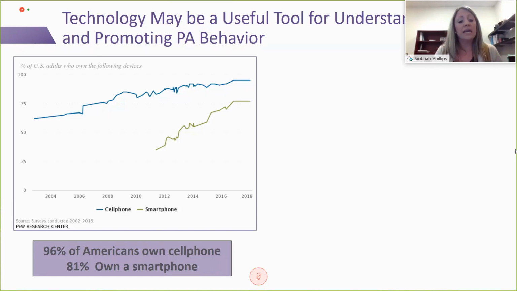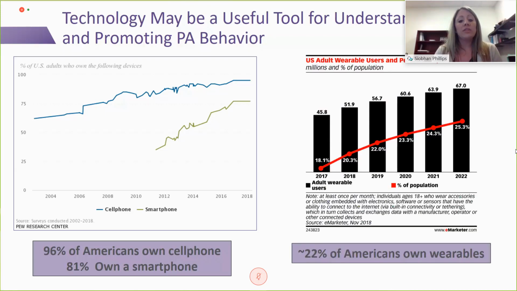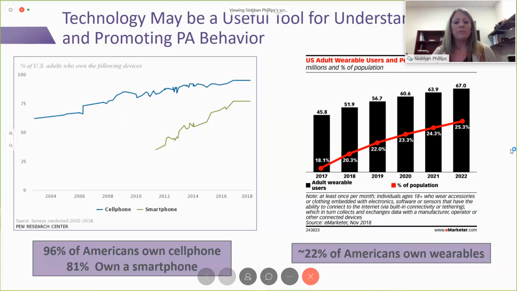The latest data indicate that 96% of Americans own cell phones, and 81% of these own a smartphone, and that about 22% of Americans own wearables. So this is things like Fitbits or other types of accessories that monitor activity or just heart rate. It could be other types of wearables as well.